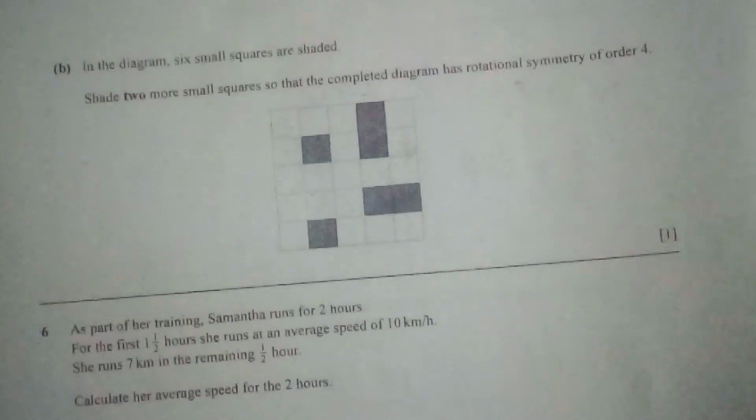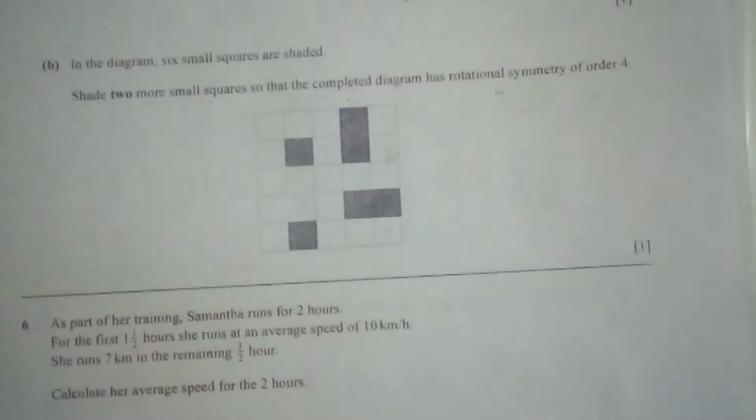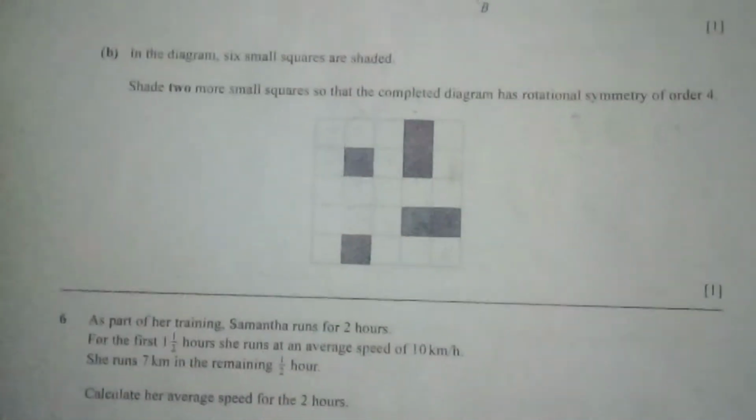Right now if you rotate this figure, look here, these are 2 consecutive shaded boxes over here. If you rotate this, it also has 2 shaded, but if you rotate further a third time, only one box is shaded and this box is not shaded. So it does not look the same when we rotate it a third time. So this figure has no rotational symmetry right now. So what we have to do is shade 2 more squares in it.